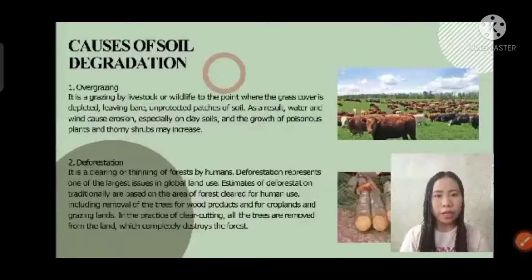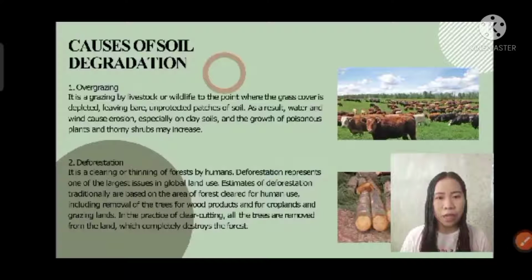Process of soil degradation. First is overgrazing. It is grazing by livestock or wildlife to the point where the grass cover is depleted, leaving bare, unprotected patches of soil. As a result, water and wind cause erosion, especially on clay soils, and the growth of poisonous plants and thorny shrubs may increase.